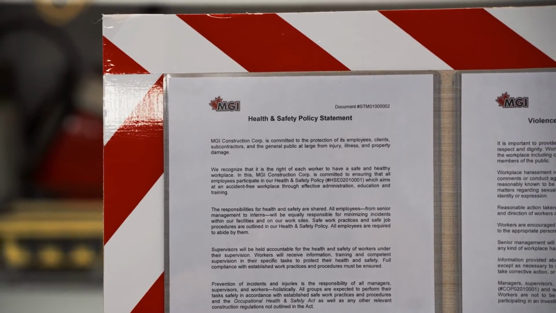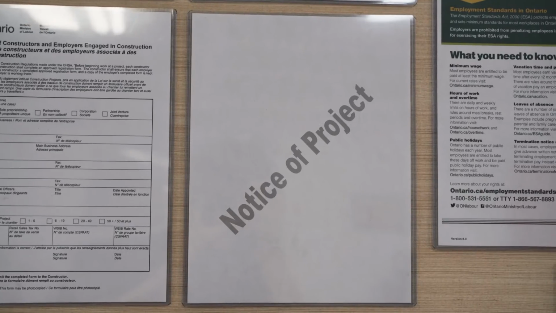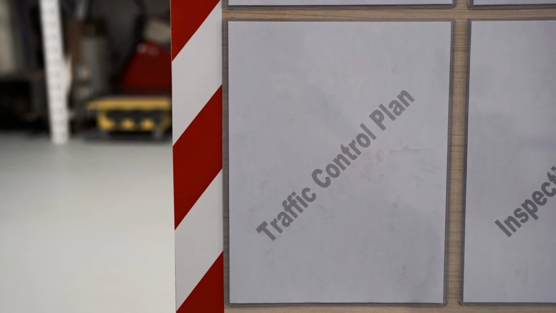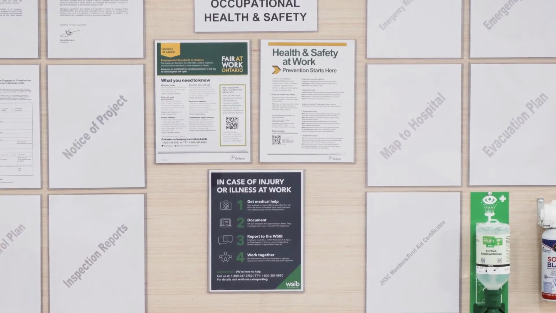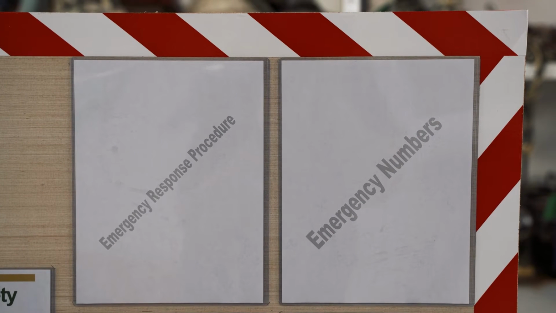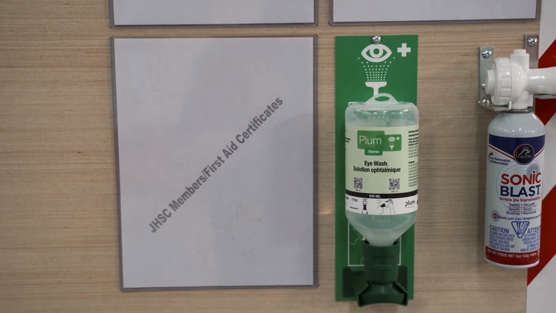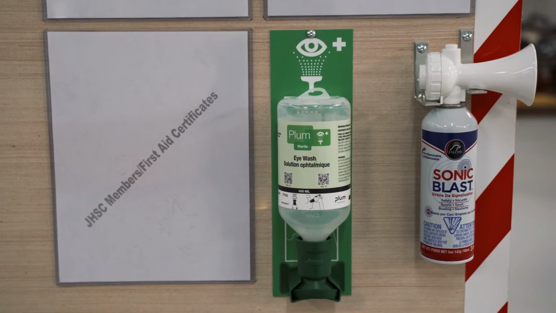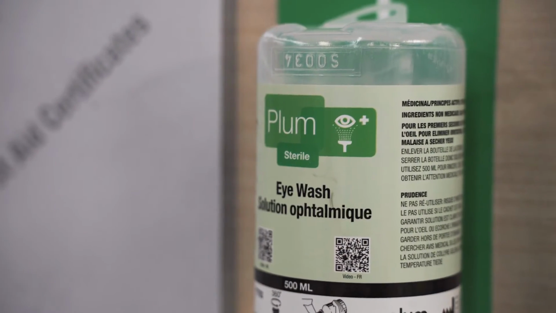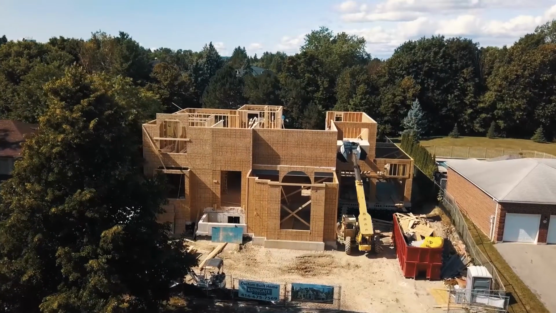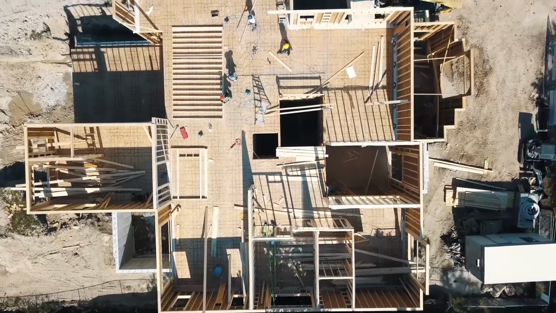This board will provide you with all necessary site-specific health and safety information, including Health and Safety Policy Statement, Violence and Harassment Policy Statement, Form 1000, Notice of Project, Traffic Control Plan, Inspection Reports, the Green Book, MGI Company Policy, Regulatory Posters, Emergency Response Procedure, Emergency Numbers, Map to Hospital, Evacuation Plan, JHSC members and First Aid Certified employees, Location of Safety Data Sheets, Eye Wash, Air Horn, and First Aid Kit. If you need more information or have further questions regarding any of the material, please reach out to the Health and Safety Representative or Site Supervisor.